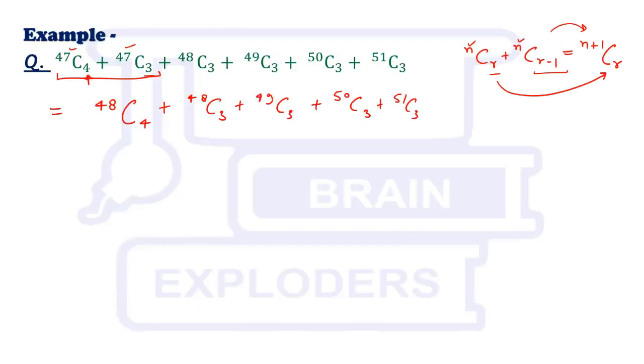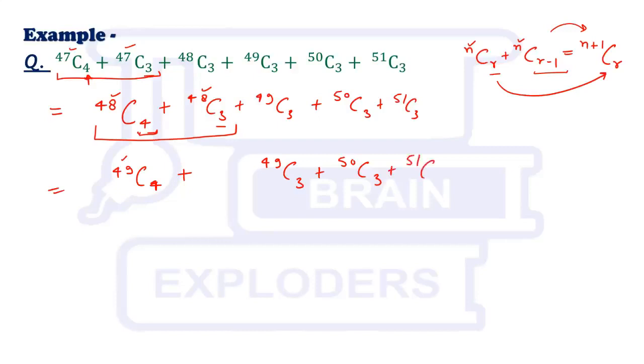Here again, on adding these two terms, we can get 49C4. Here 48 and 48 are the same, and there is a difference of 1 in 4 and 3. So we take the larger value, that is 4, and here give increment in 48, that is 49. Now we have 49C3 plus 50C3 plus 51C3. On adding these two, we have 50C4 plus 50C3 plus 51C3. In a similar way, we can proceed.